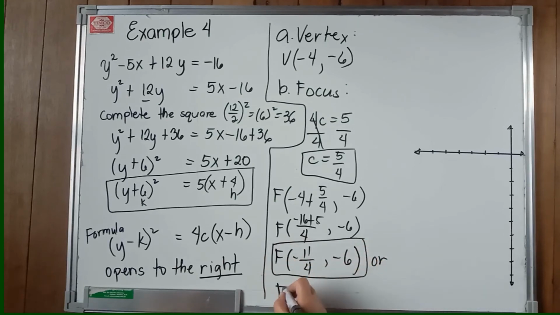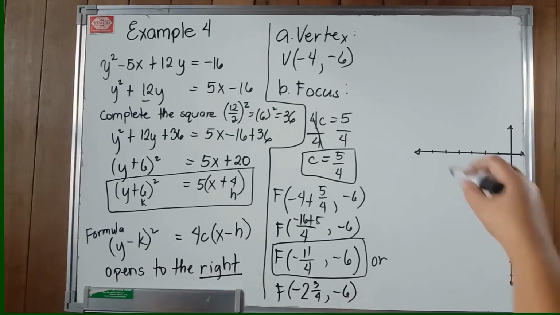Or, negative 11 over 4 can also be written as, kung nalilito sa fraction, gawin nating mixed number, 2 and 3/4. Paano ginawa yon? 11 divided by 4 is 2. Remainder 3. 3 is our numerator over 4.